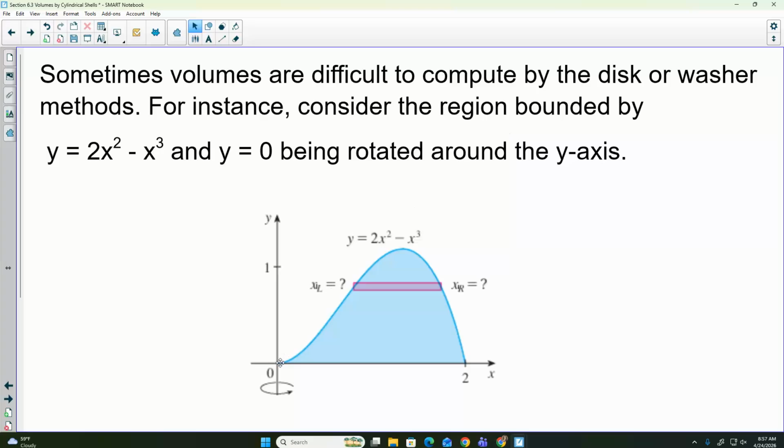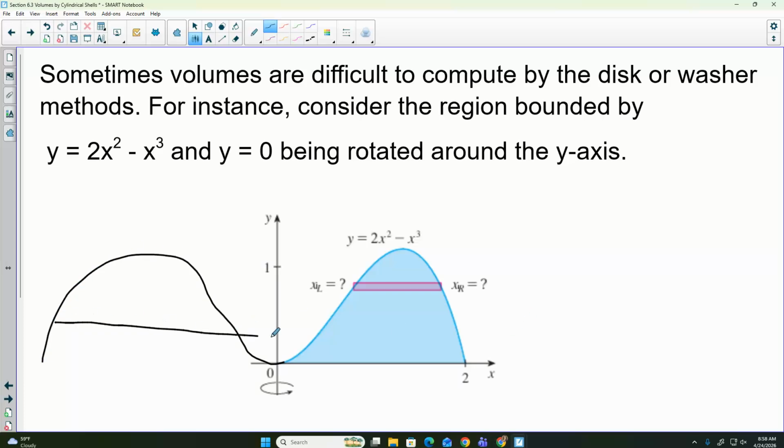If I gave you something like the function 2x squared minus x cubed, okay? And I wanted the region bounded between that and y equals 0. It's a little bit harder to integrate that when I start rotating it around the y-axis. Because as I rotate that around the y-axis, I'm getting something like this, but it's a little less clear. The outside and inside, it's a little bit harder to find these x values as we go along. And so that's a situation where shells can be more helpful.